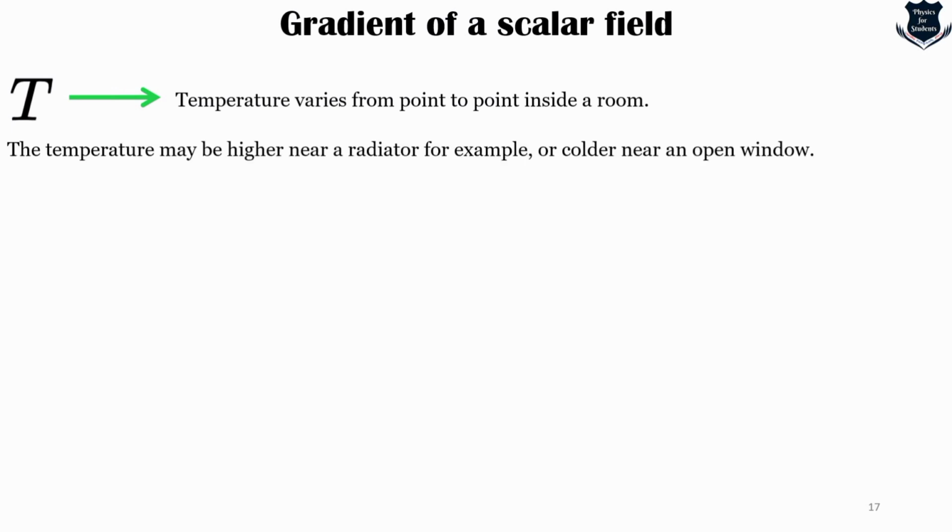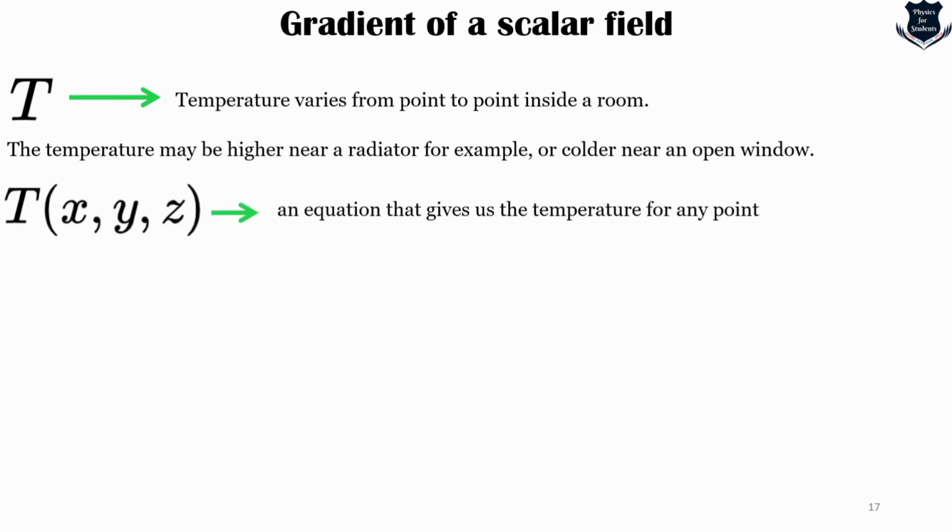Now hypothetically, assume that the air temperature T varies from point to point inside a room. The temperature may be higher near a radiator, for example, or colder near an open window, whatever it is. Say we describe the position of any point in the room using three Cartesian coordinates, T of x, y, and z. Whatever the measurement, meters or centimeters, we are not worried. Assume that we have worked out an equation that gives the temperature for any point x, y, and z, a function. So T is just a number, and it is an example of a scalar field.